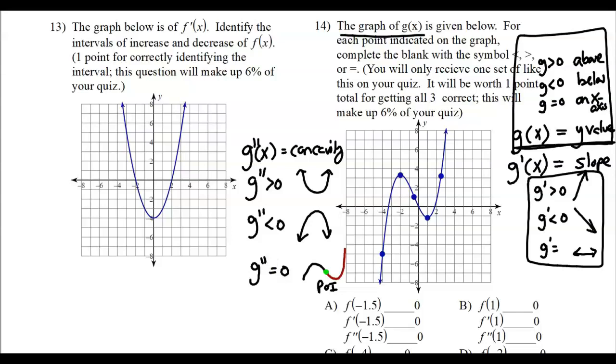so for each of these problems, now on your quiz, just so you know, I'm only going to have one set like this. I'm not going to do a whole bunch of them like I have here on the study guide. I'm just giving you a variety of questions so that you can kind of see a bunch of different outcomes. But let's go ahead and we'll see how this works here. Let me read the directions real quick. The graph of g is given below. For each point indicated on the graph, we're going to complete the blank with a symbol that is less than, greater than, or equal to. You're only going to receive one set like this, and it's worth 1 point if you get all 3 correct, and it makes up 6% of the quiz.